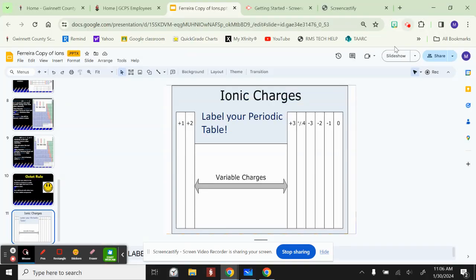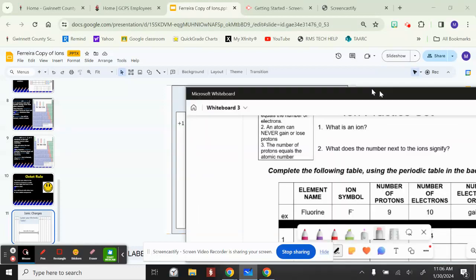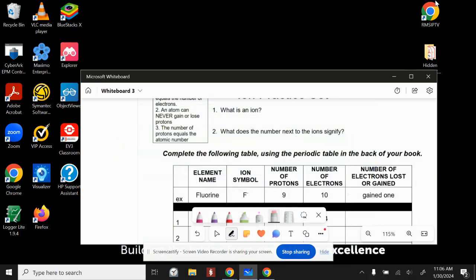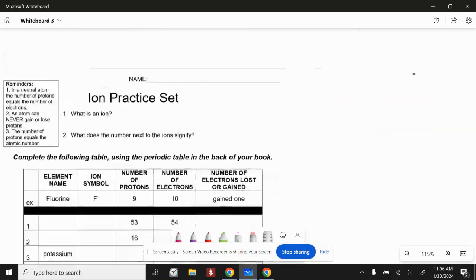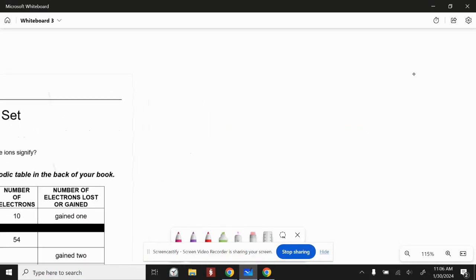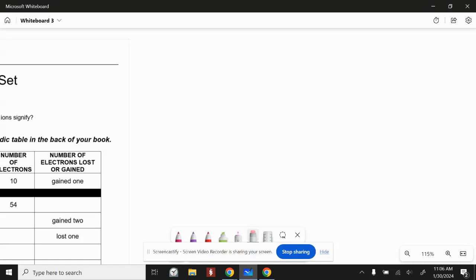All right, let's go on over to your worksheet. I want to put this aside for now, and let's talk about what we just did. If you are looking at, for example, let's look at lithium.